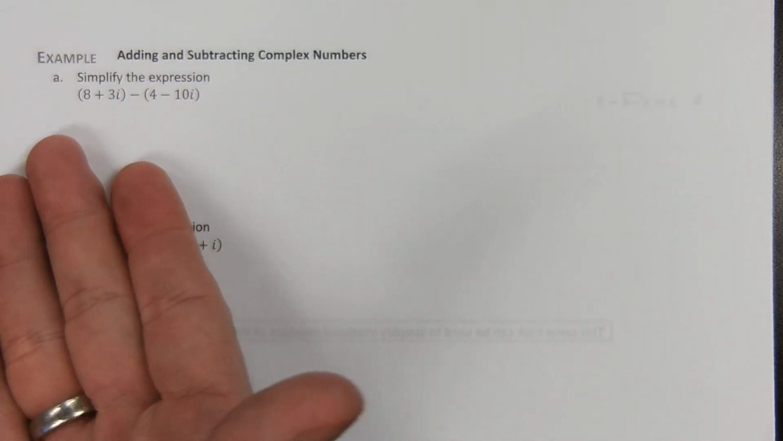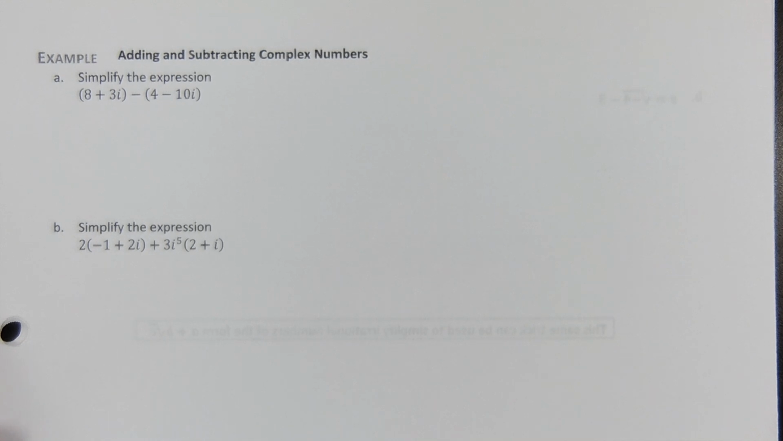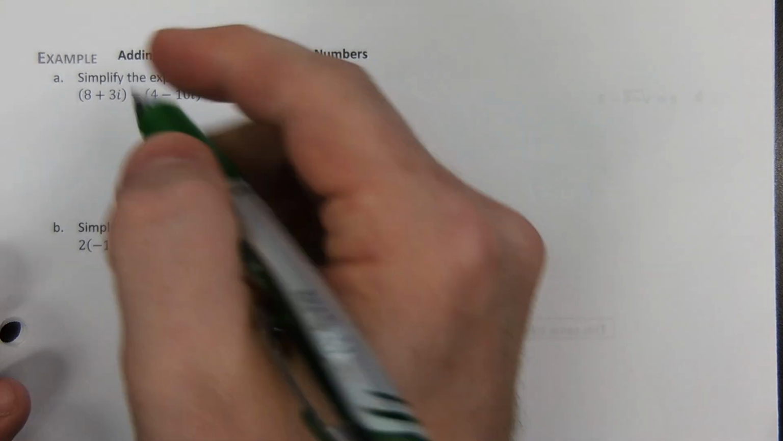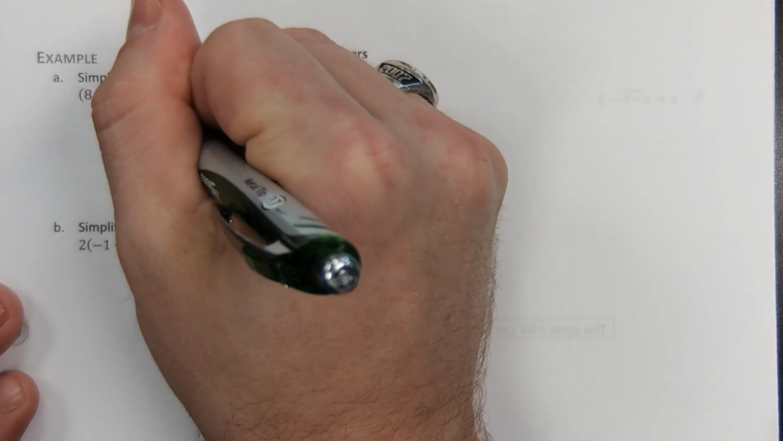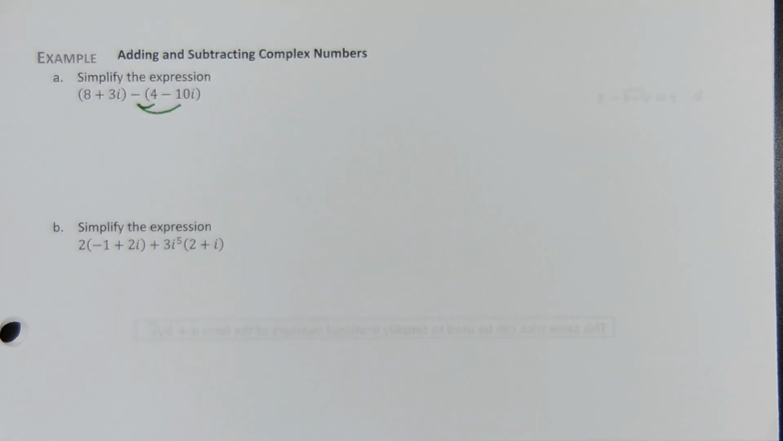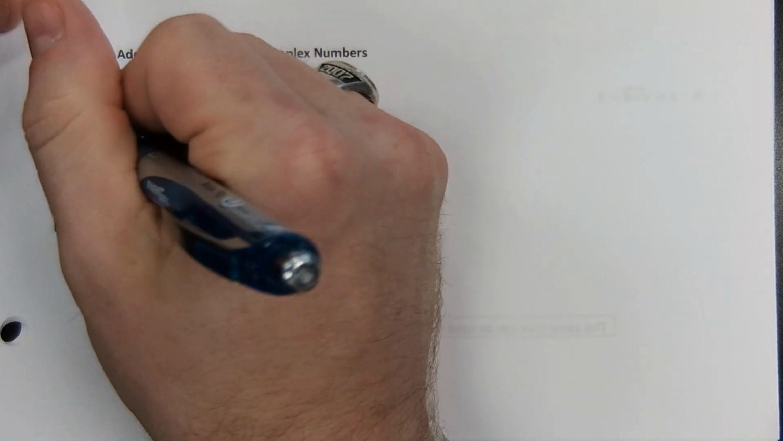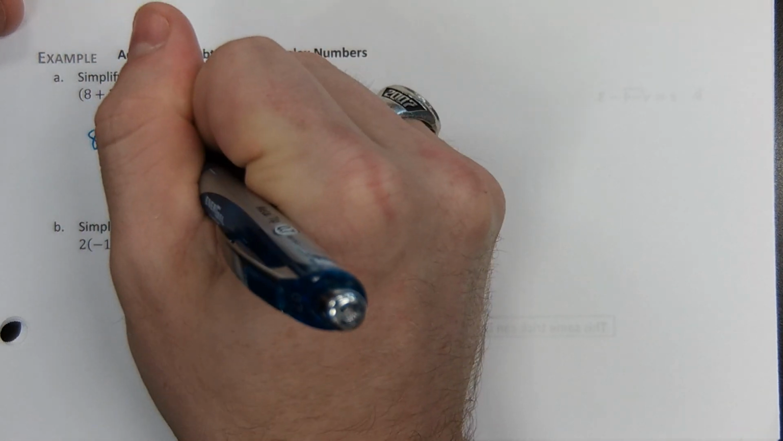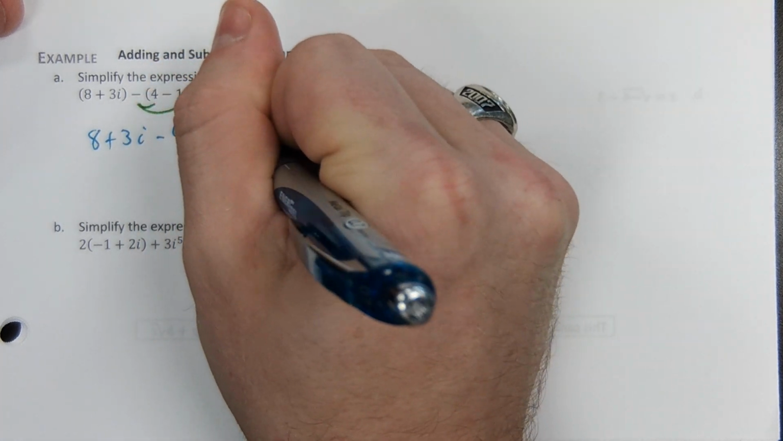Okay. This is subtraction. It's one complex number minus another. The hardest part about this one is, remember, that's actually minus both objects. 8 plus 3i minus 4 minus negative 10i.